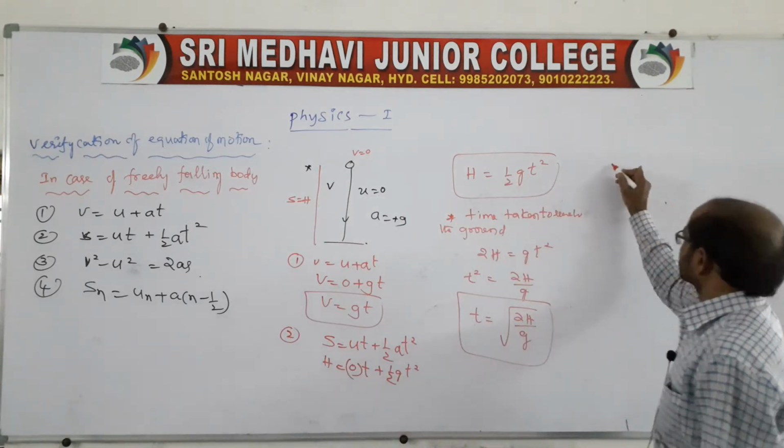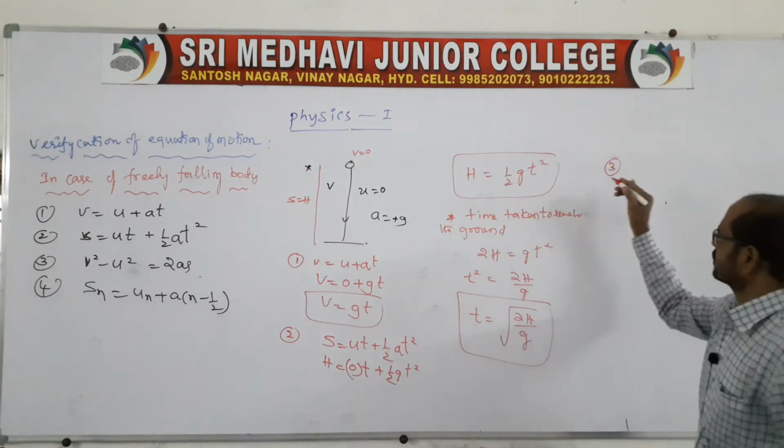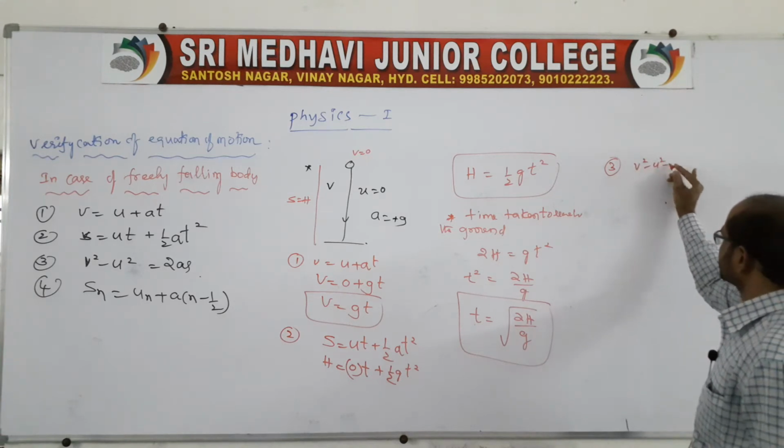And coming to the third expression, you take V square minus U square is equal to 2AS.